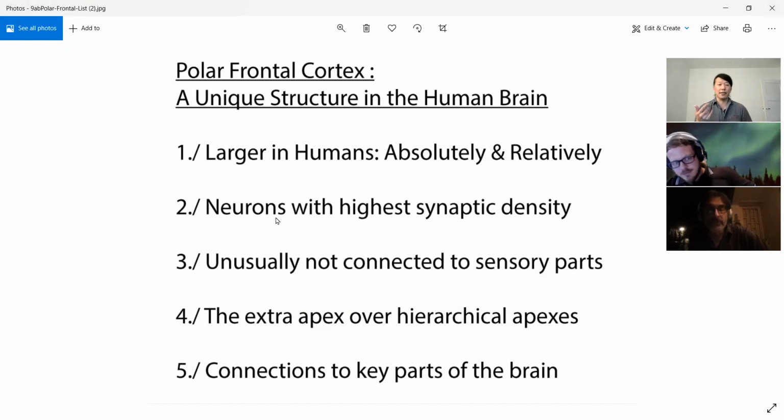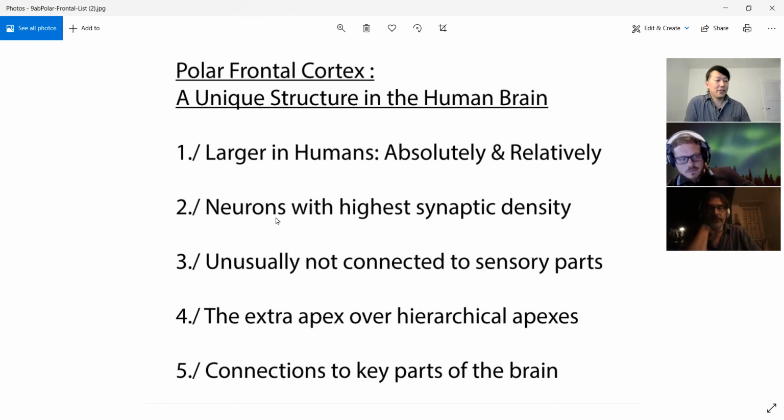What's it learning? Now, the third point, unlike the rest of the prefrontal cortex, this is really unusual. It is not connected to any sensory area. So the answer to what it's looking at is not the outside world, or parts which process the outside world. It's basically looking at the overall hierarchy of those parts which do process the outside world.